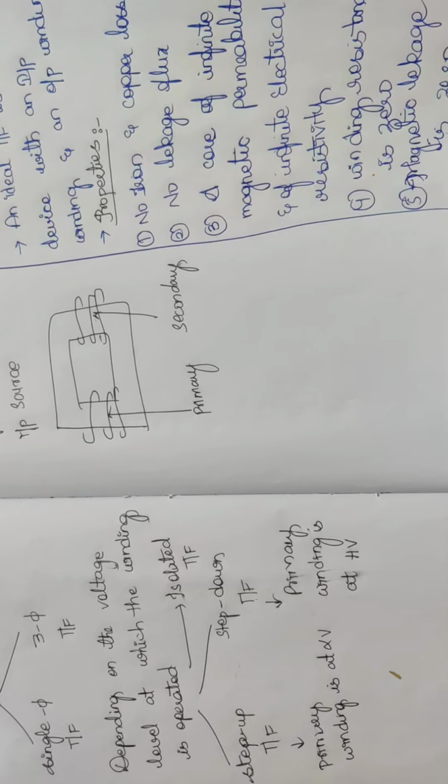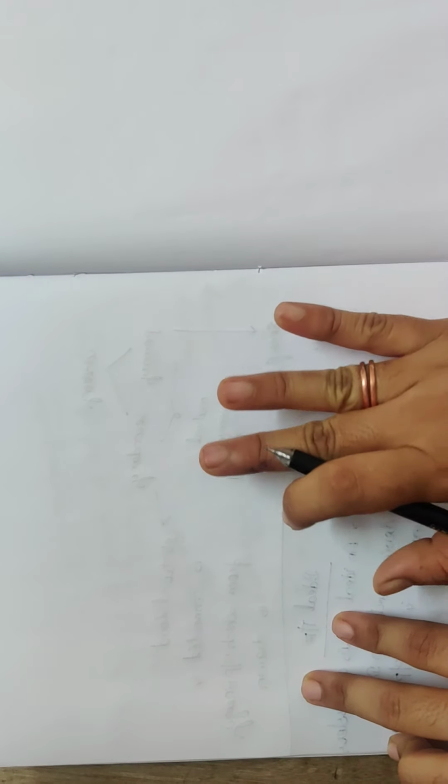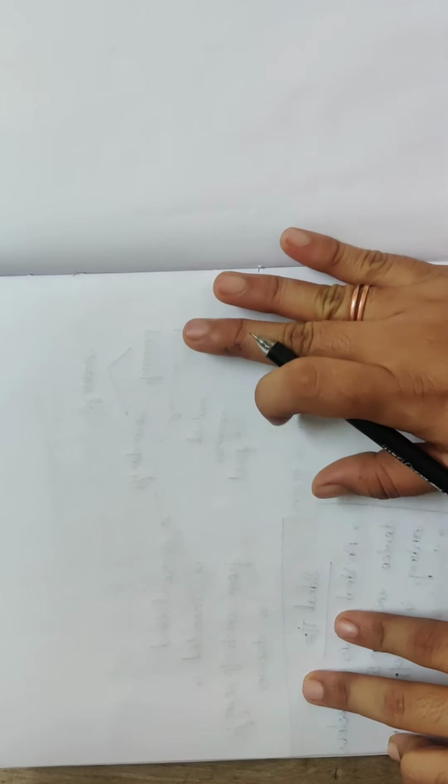In general, for a practical transformer, we can have copper loss, eddy current loss, hysteresis loss and leakage losses. These are the 4 losses which occur in the practical transformer. Okay, next, now we have seen the ideal transformer and its properties.